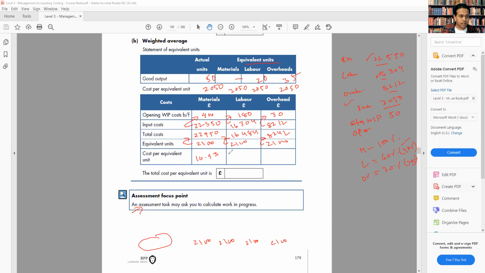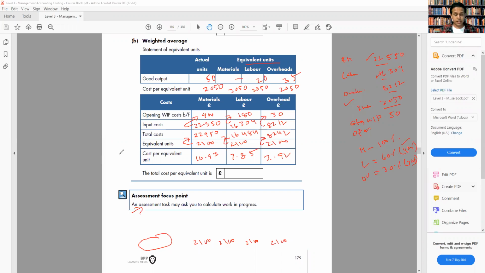And we have the next one, that is 8242 divided by this. All right, the last one, we have the overhead. The cost is 8242 and the equivalent unit is 2100, and that gives you 3.92.